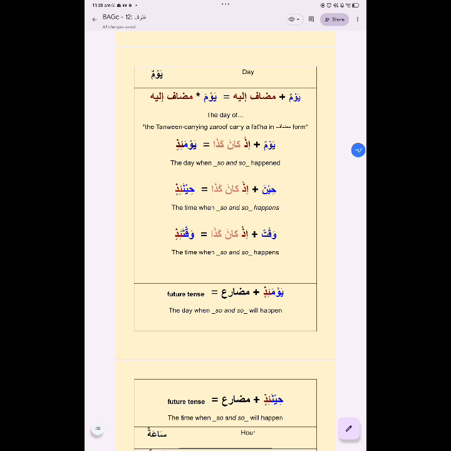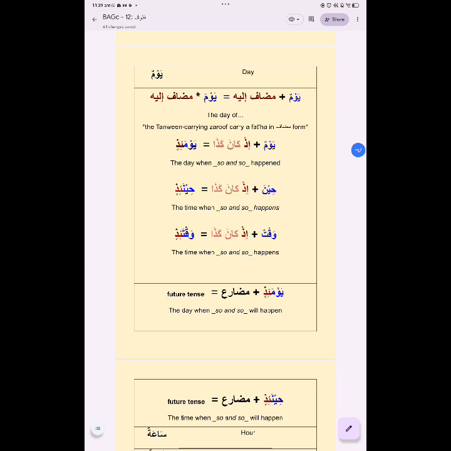Why? Because, for example, the day of judgment: the word yawm becomes muzaf, and of judgment is the muzaf ilayh. So in a muzaf ilayh construction, the word yawmun drops its tanween and carries a fatha. And this holds true for all the tanween-carrying zuruf.